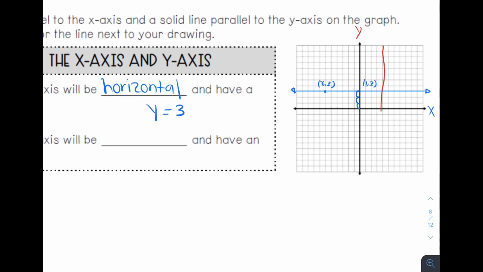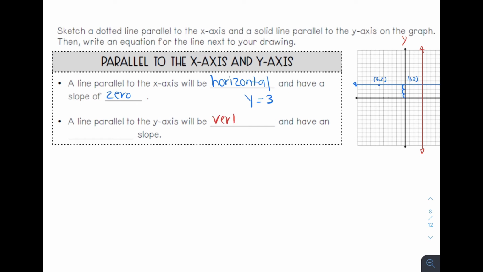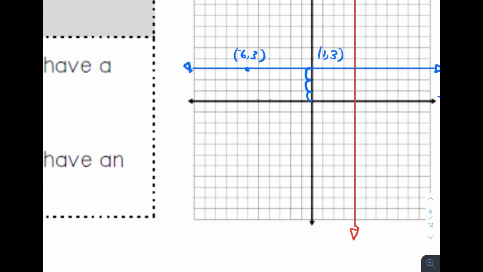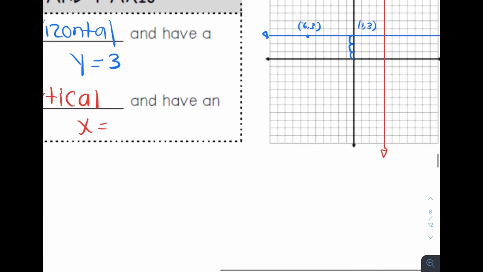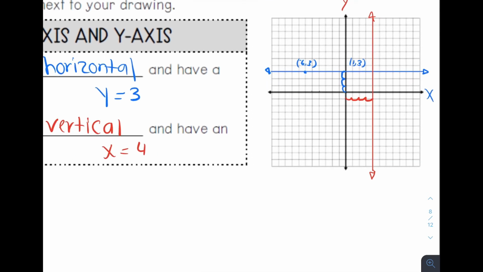So now we're going to go ahead and do our line that is parallel to my y-axis. And I'm going to do it here. Okay, so it says a line parallel to the y-axis will be vertical and the slope will be undefined, okay? And the way you write down your equation is you do x equals however many units you are away from your y. So it'd be 1, 2, 3, 4. Again, you could grab any point on your line, and 4 will be your x in any point you grab in your line.